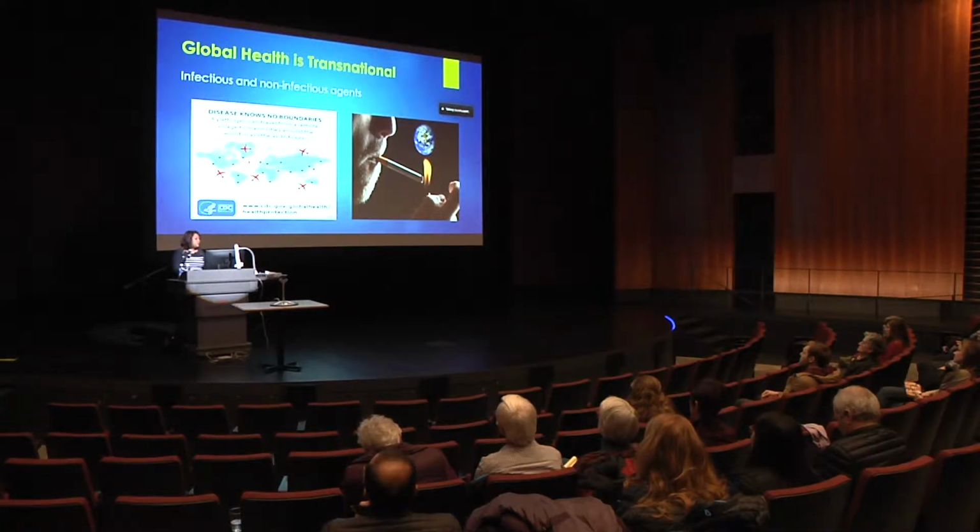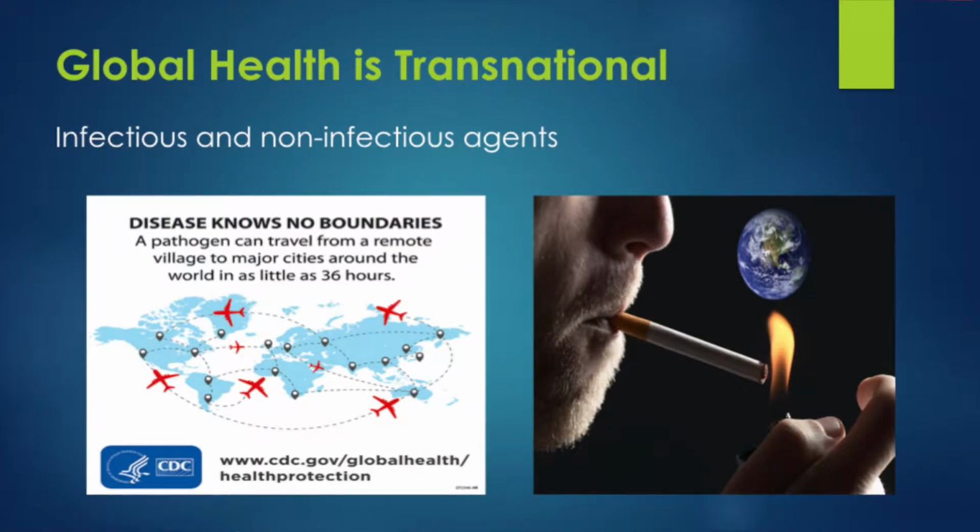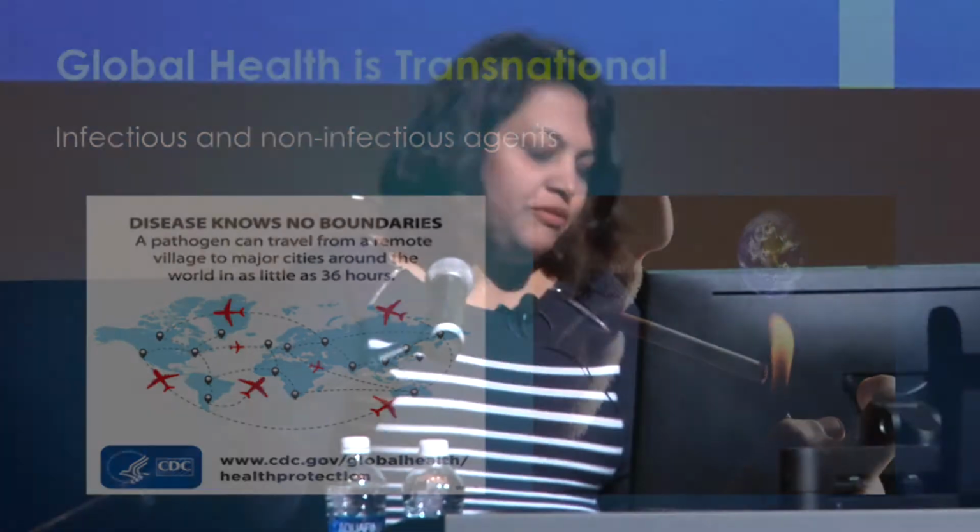We are dealing with problems on a global scale. Disease knows no boundaries. A pathogen can travel from a remote village to a major city around the world in as little as 36 hours. A few examples of recent pandemics that we have experienced are H1N1 influenza in 2009, Zika virus in 2016, and in 2017 and 18, Ebola.